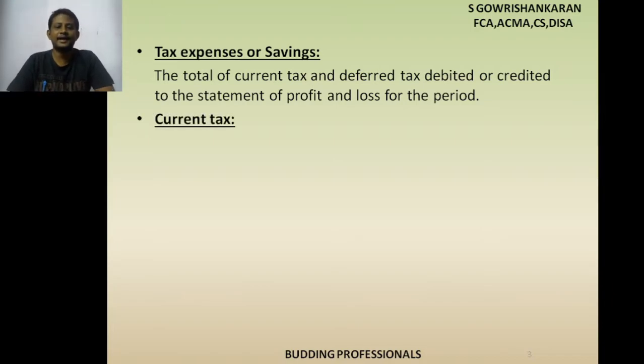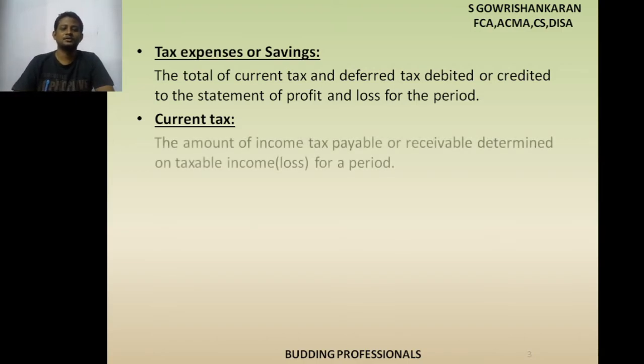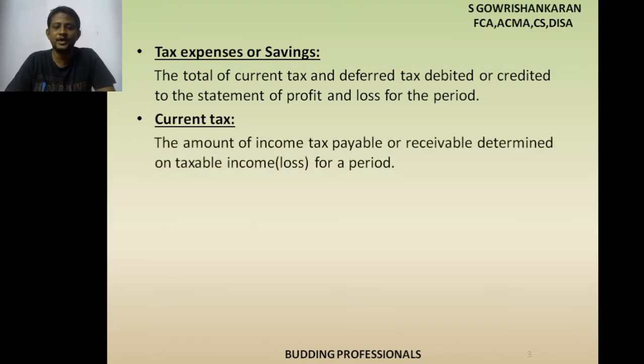What is this current tax? Just now I discussed. Current tax is nothing but tax calculated based on the income tax provisions. So it is the amount of income tax payable or receivable determined on taxable income or loss for a period. The taxable income is calculated based on what? Income tax provisions.